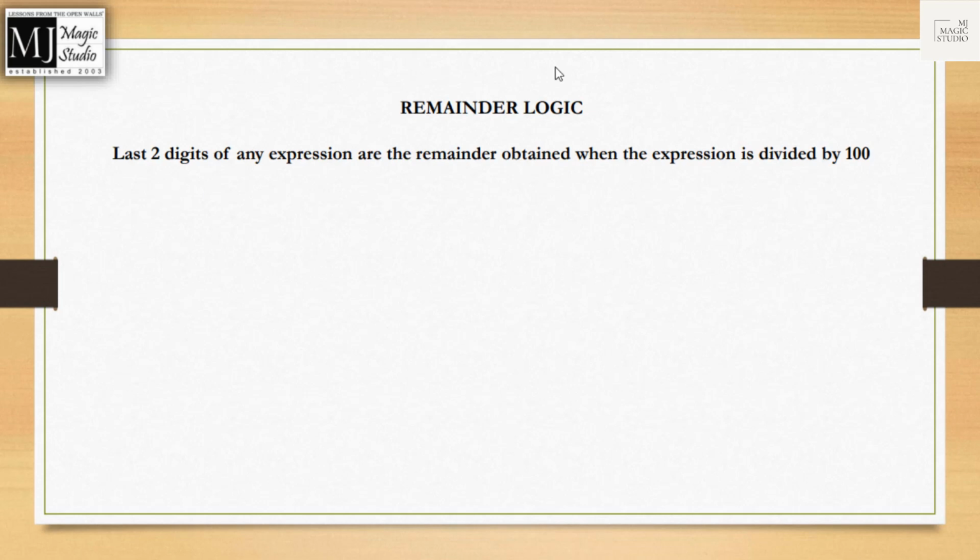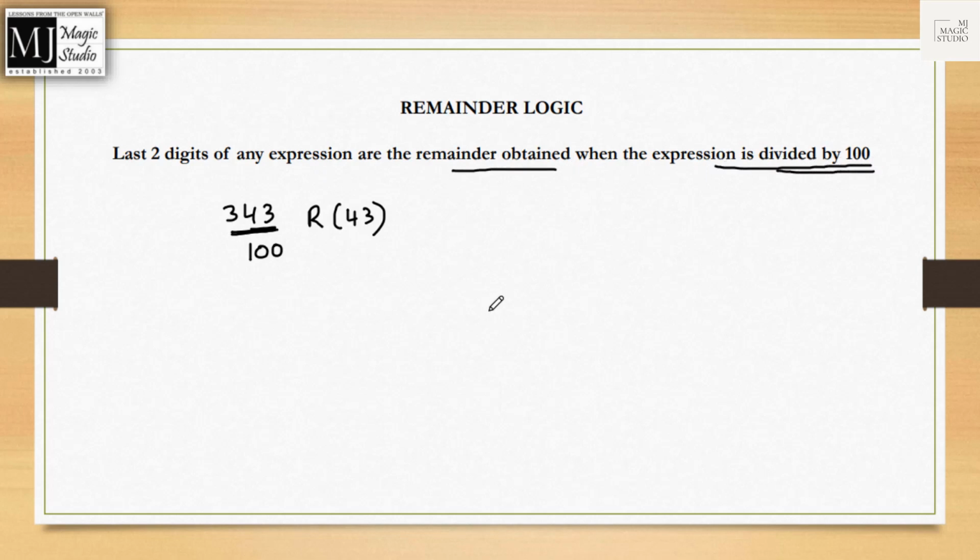Suppose we have a number 343. If I ask you what are the last two digits of 343, you will say 43. Clear? Now can I say that 43 is nothing but the remainder obtained when 343 is divided by 100? If I divide 343 by 100, I will get remainder 43. So the last two digits of any expression are the remainder obtained when the expression is divided by 100. We can use this as the first logic to start solving and identifying the last two digits.